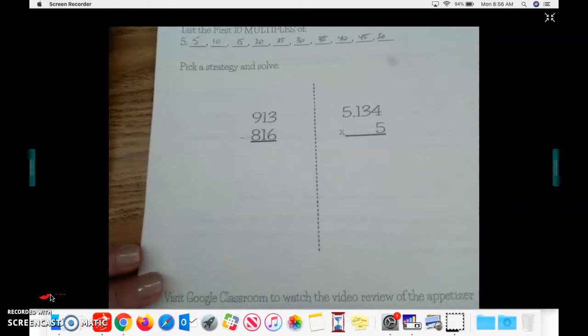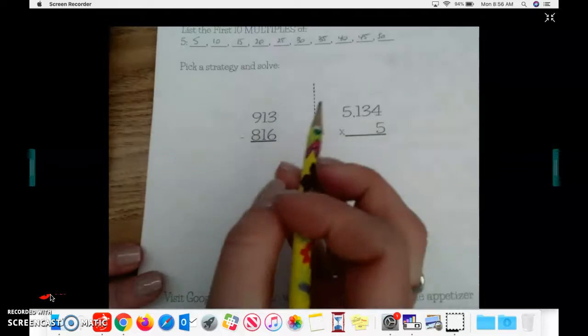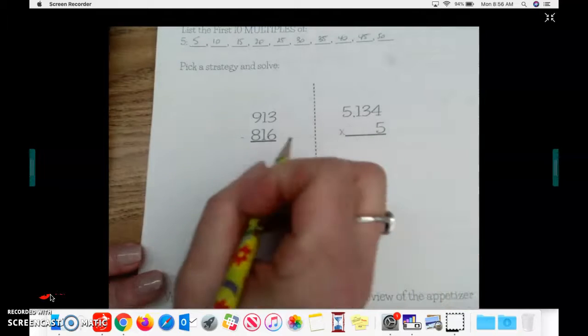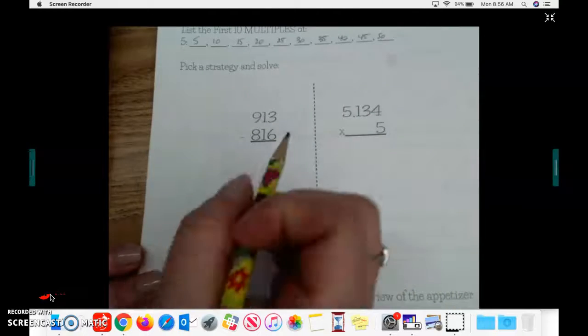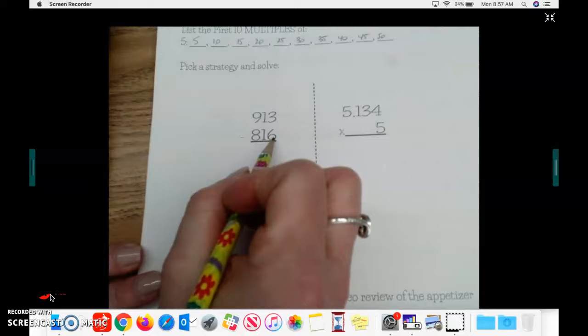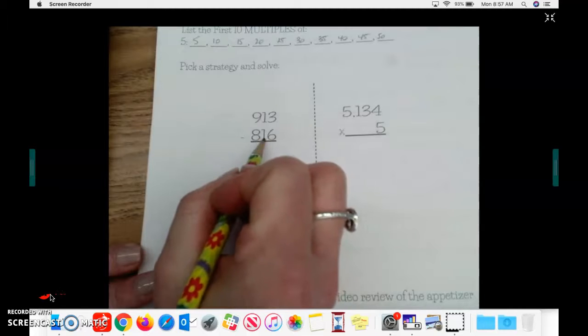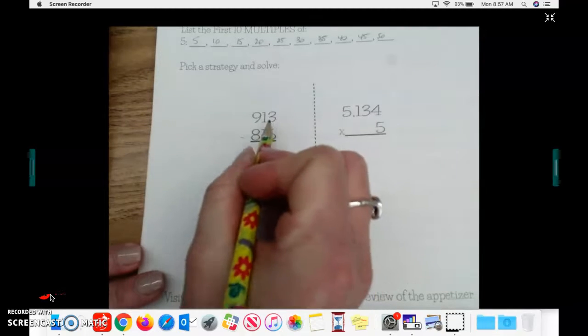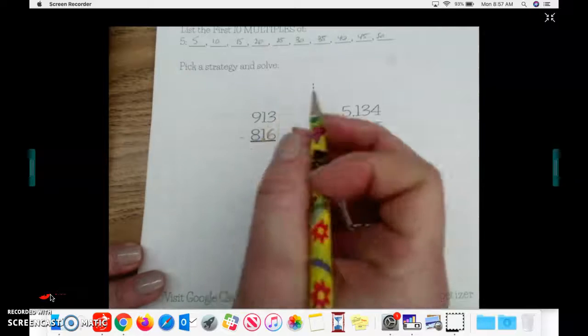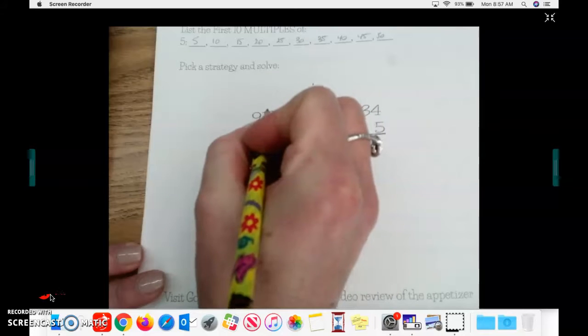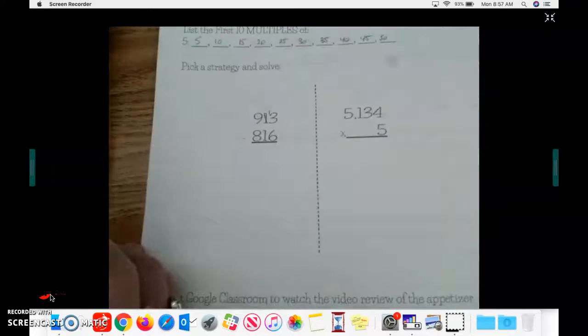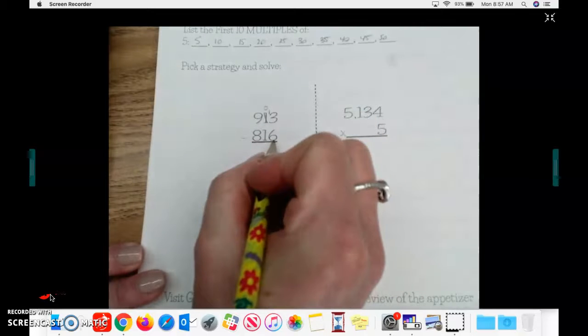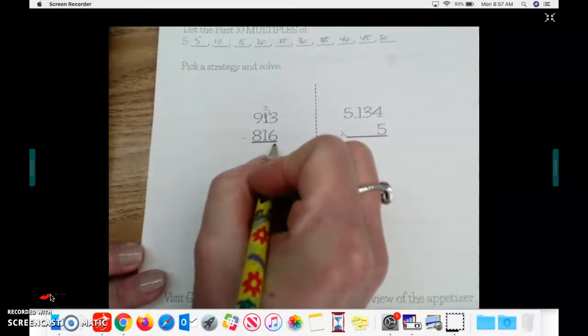Then in our pick a strategy and solve section today, we have subtraction. And this is a really good thing to notice. I want to keep in mind that if there's more on the floor, I've got to go next door. So I see here that 6 is larger than 3, so I can't actually subtract those. So I'm going to have to make this a 13 and regroup from my tens place, which makes that a 0. So 13 minus 6 is 7.